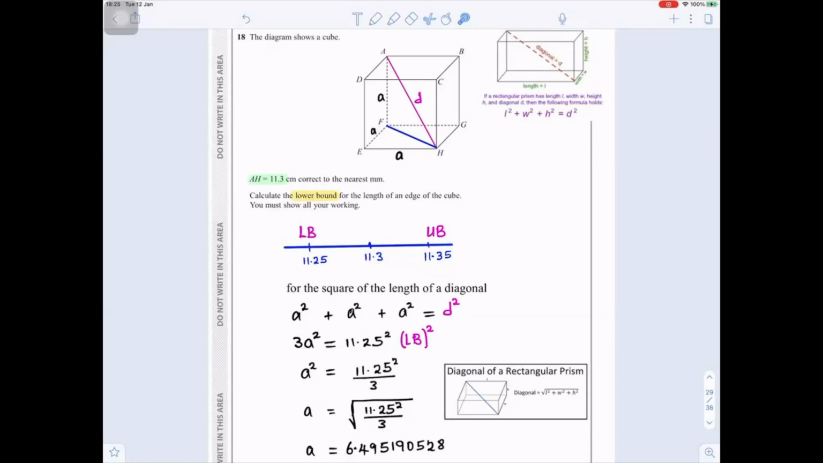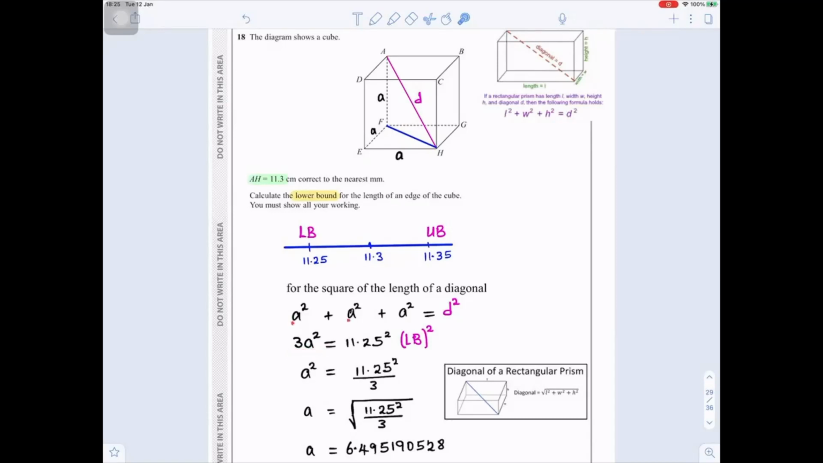So for the square of the length of a diagonal, because that is a cube, all the sides are A. So that side is A, that side is A, that side is A. To get that diagonal, we are using the same 3D Pythagoras, but the length is A, the width is A, and the height is A. So we have A squared plus A squared plus A squared. So it's 3A squared.